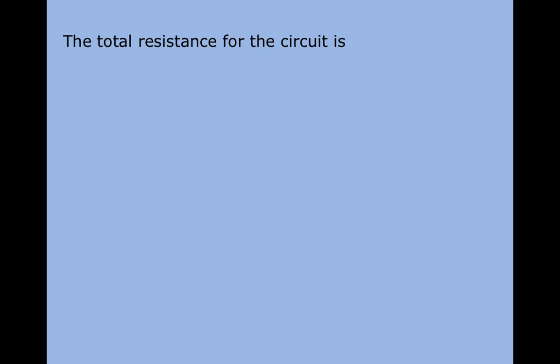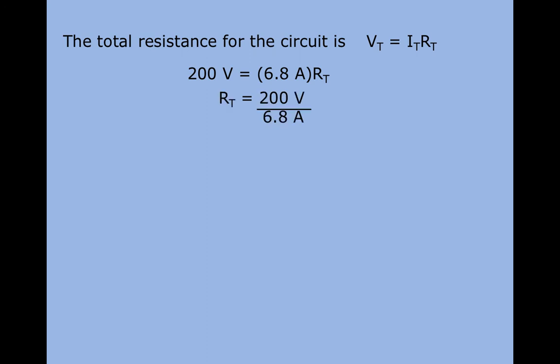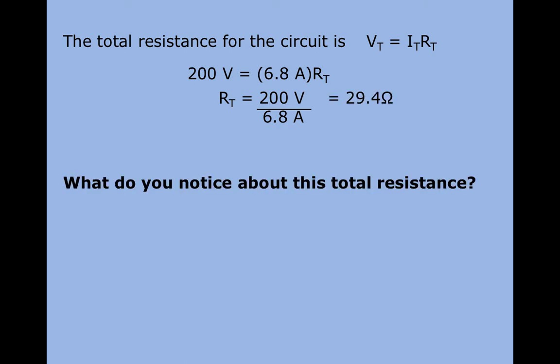So to find the total resistance, let's use Ohm's law on the circuit as a whole. So V total equals I total times R total. Total voltage I gave you as being 200 volts. We just determined that the total current would be the current through each branch added together, so 6.8 amps, and then I can solve for R total. Right, pause the video, pull out your calculators, make sure you get the same value that I did, 29.4 ohms.